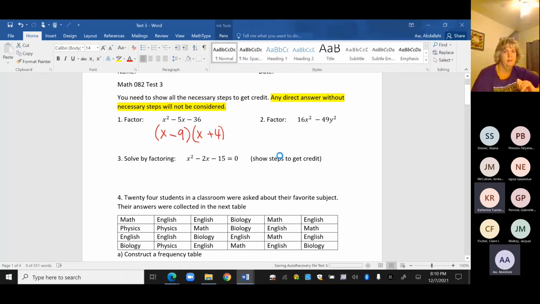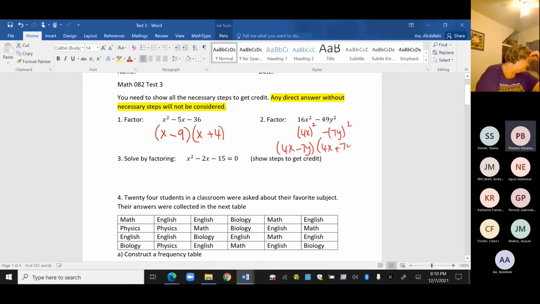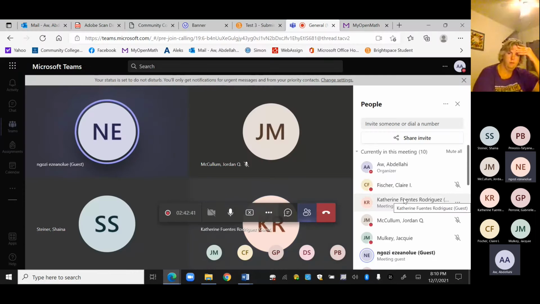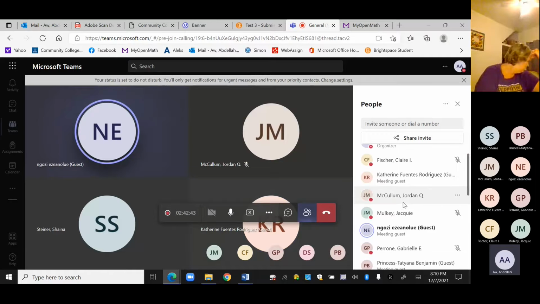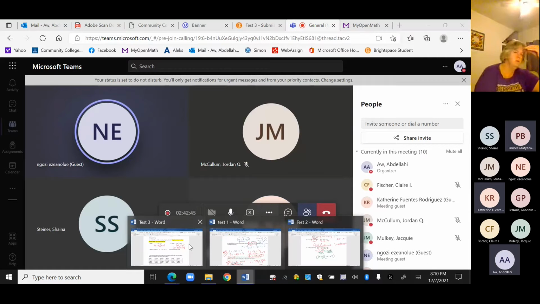Okay. And these two, they look like a difference of two squares. 16x squared is the square of 4x. 49y squared is the square of 7y. I subtract them, I get 4x minus 7y, parentheses 4x plus 7y, right? Are all of you smiling because you got it right? Yeah. Okay.